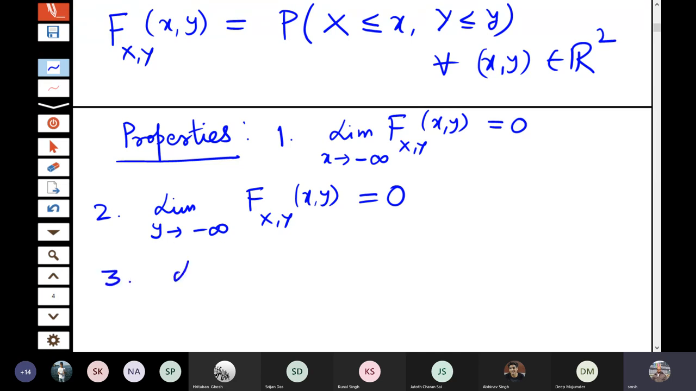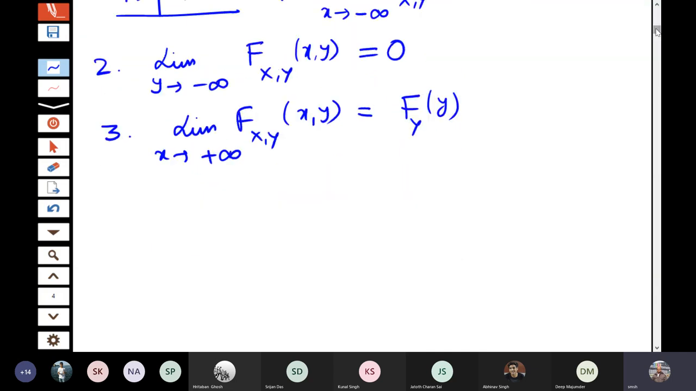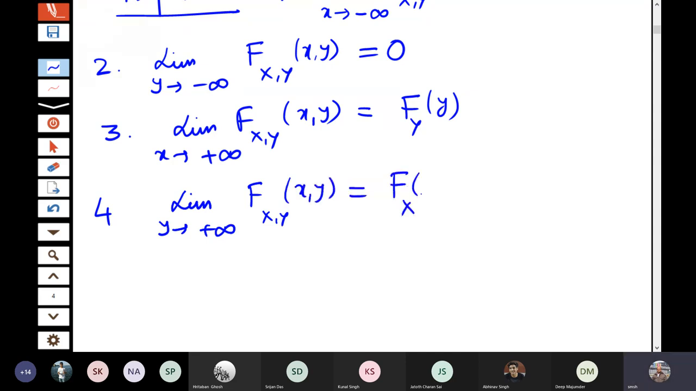Similarly, if I take the limit of F(x, y) as x tends to plus infinity, then for X the entire region has been taken. So this reduces to the probability of Y less than or equal to y, that is nothing but the CDF of Y. And if I take the limit as y tends to infinity, I will get the CDF of X.